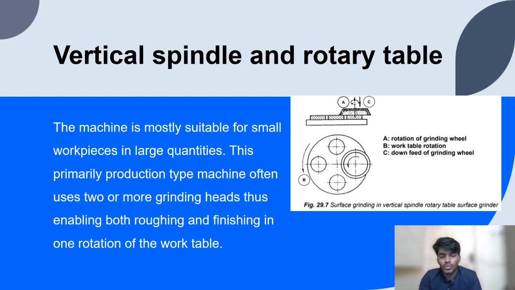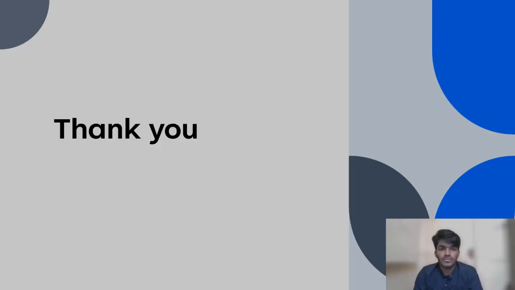Finally, let's come to the last type of surface grinding machine. It is the vertical spindle and rotary table. As we could see in this figure, the machine is more suitable for small workpieces in large quantity. In this type of surface grinding machine, the workpiece continuously rotates on the rotating work table, thus the production efficiency of the machine is very high. And it is mostly used in large scale production.